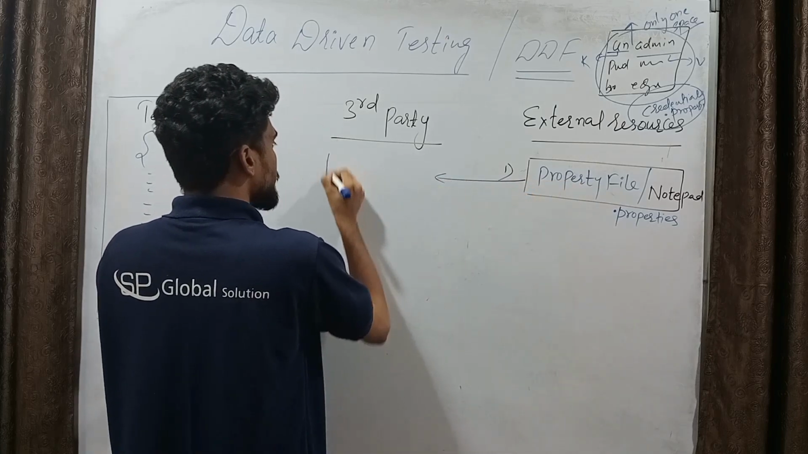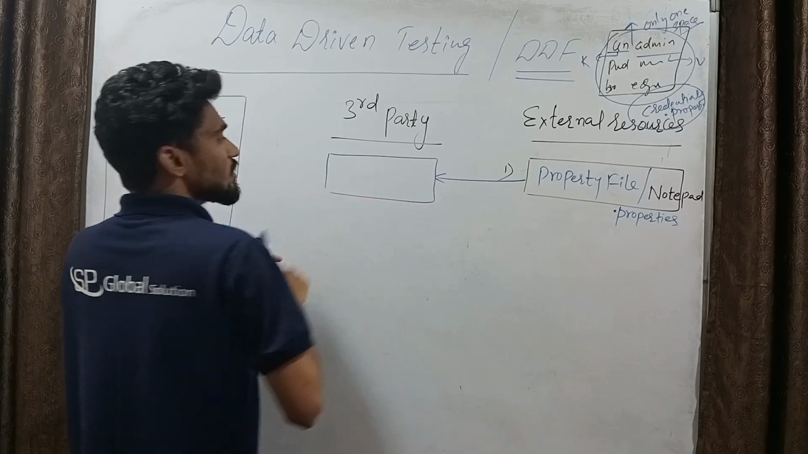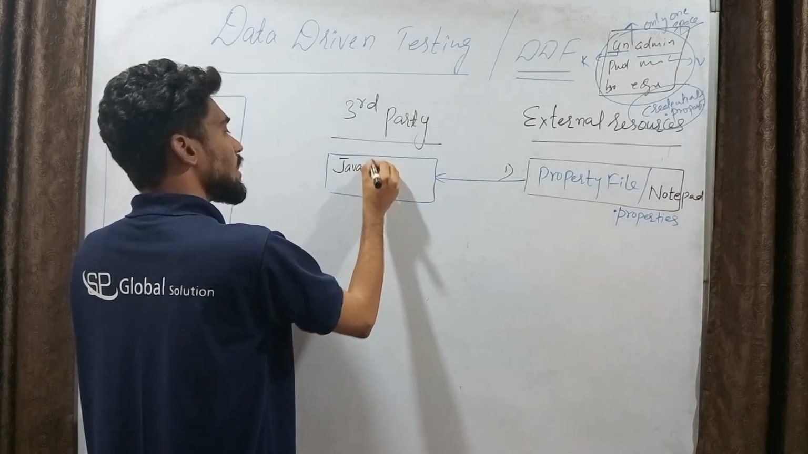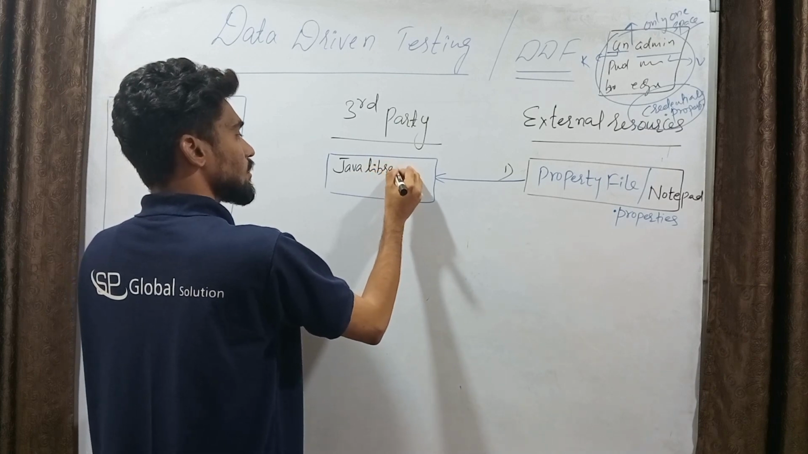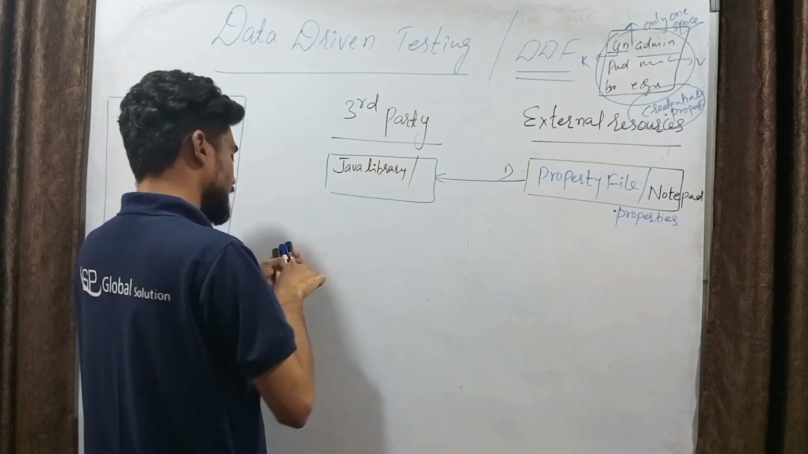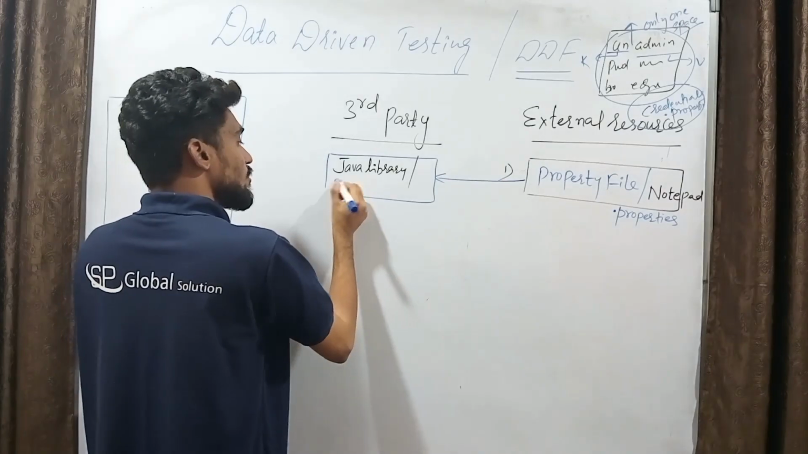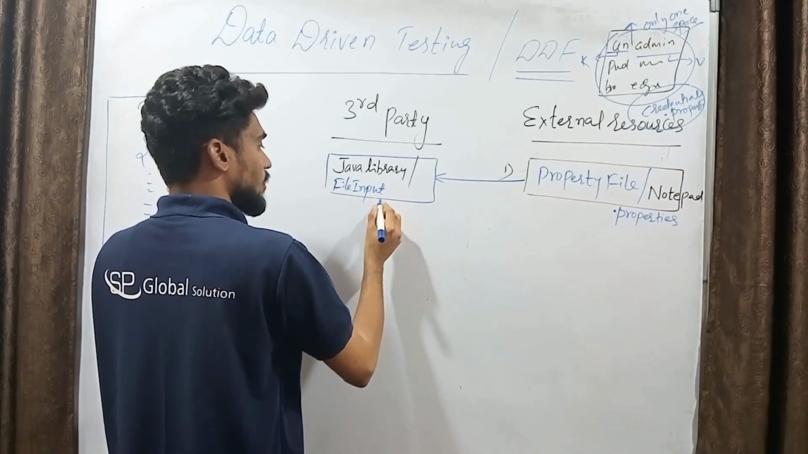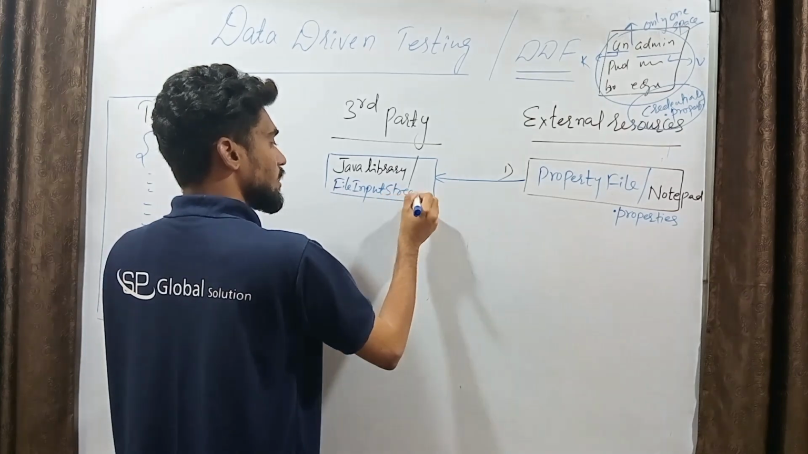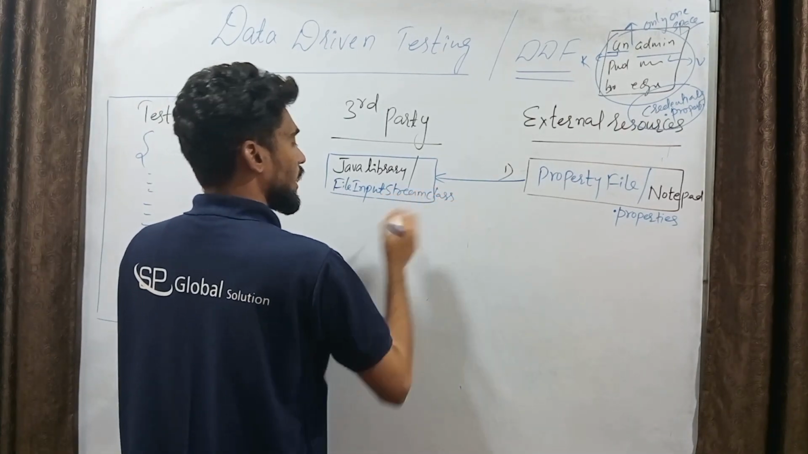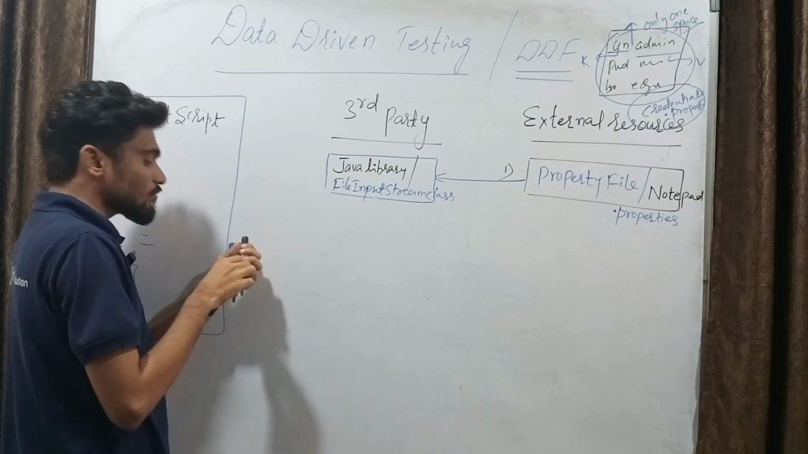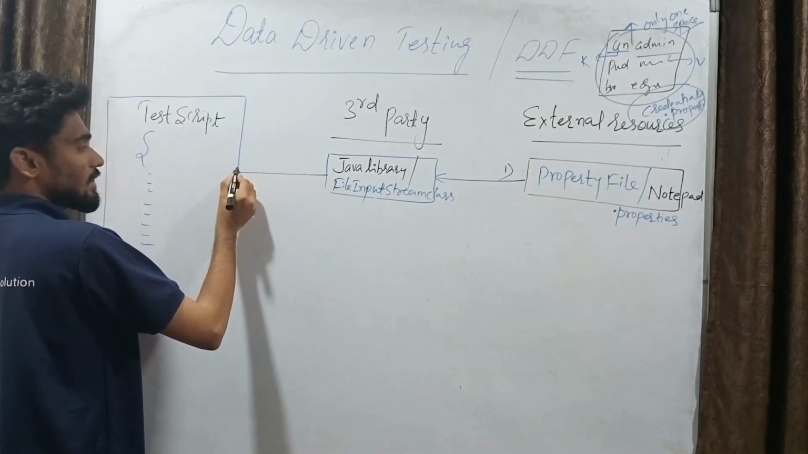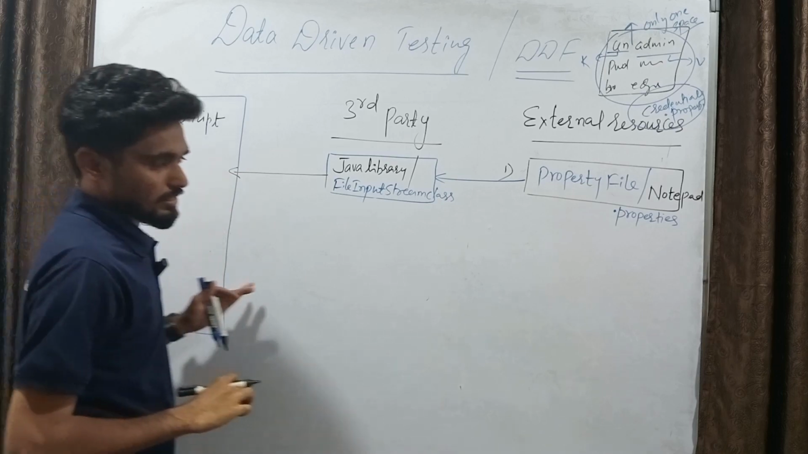Now see, I will fetch that data. How am I fetching? I am using a third party. Sir, what is the third party here? Directly you can write Java library. Or we can say there is one class in Java, the FileInputStream class. Which class? FileInputStream class. Okay. Now by using this class, we can fetch the data from the property file and easily write that data inside the test script.